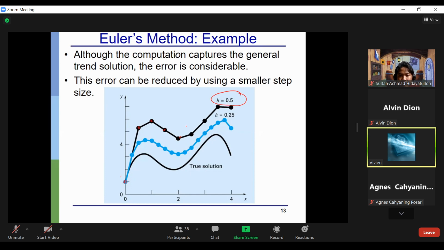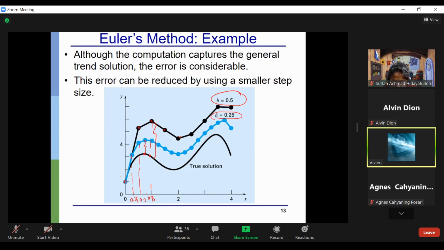And when we reduce the step size, now using a smaller step size of 0.25, we have to calculate every 0.25, so that we have 0, 0.25, then 0.5, 0.75, and so on. We see here that when we reduce the step size, the error is reduced as well. We can see the difference between the previous one using h of 0.5 and using h of 0.25. We can see that the error in this case is almost half.